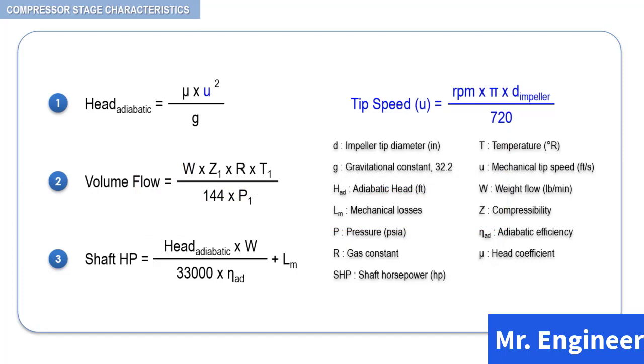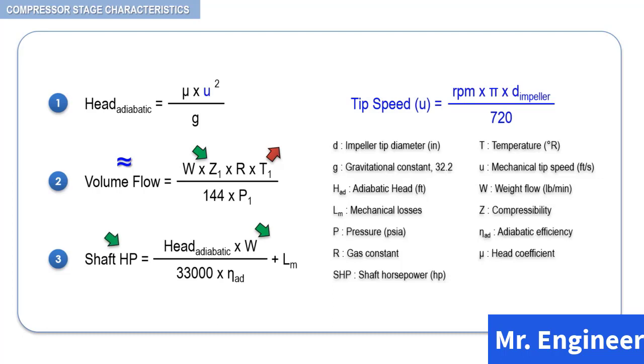Now, if we compare the next two equations at a fixed inlet volume flow, we find that variations in inlet conditions will affect the power requirements. Here, for example, an increase in inlet temperature will result in a decrease in inlet weight flow in order to keep the inlet volume flow constant. And a decrease in the inlet weight flow will result in a decrease in the power requirements.